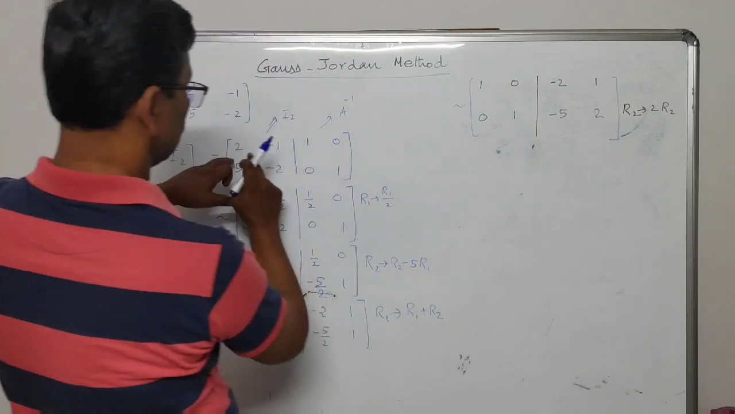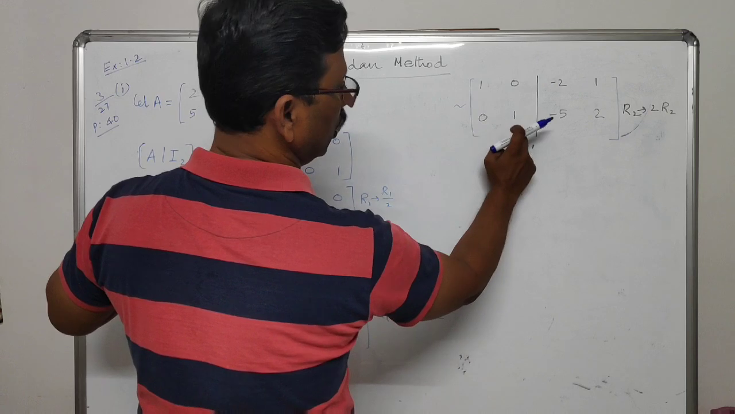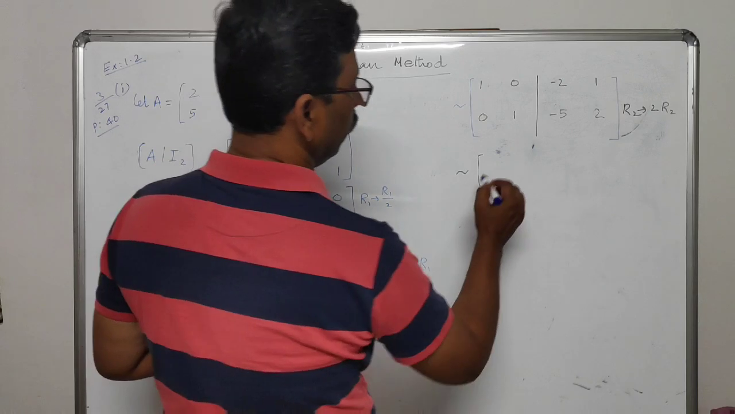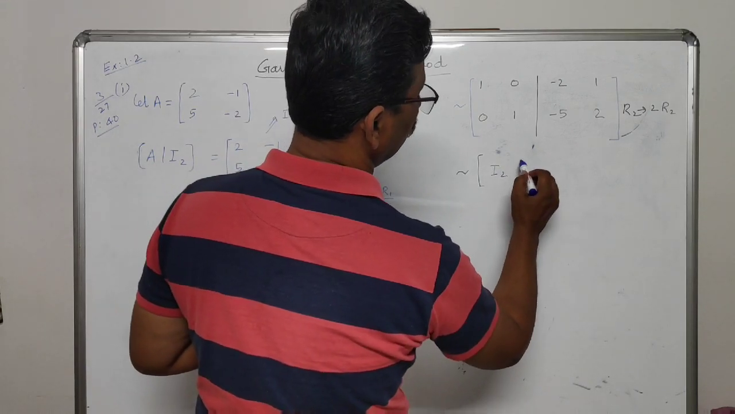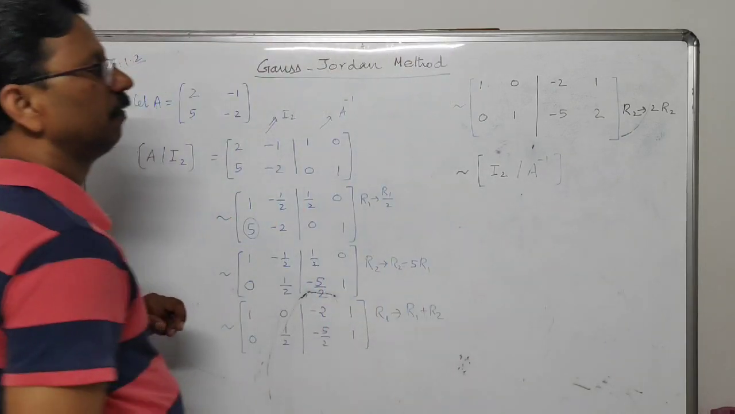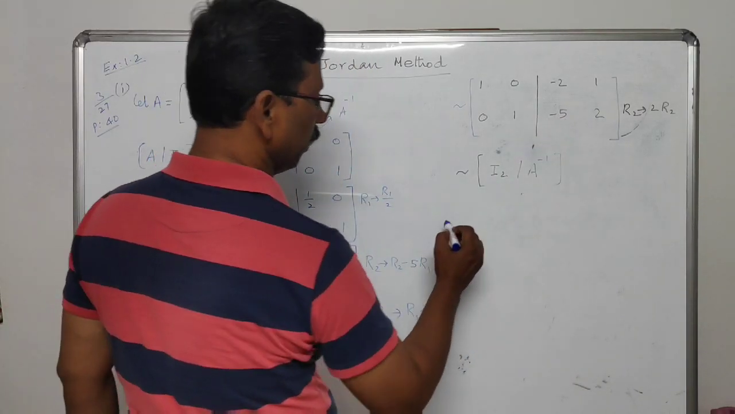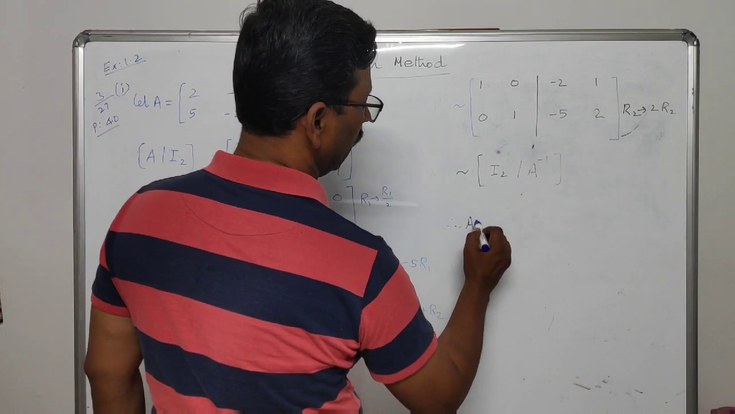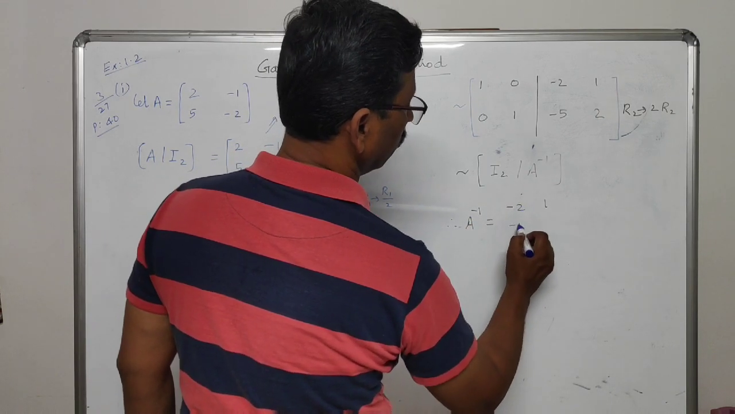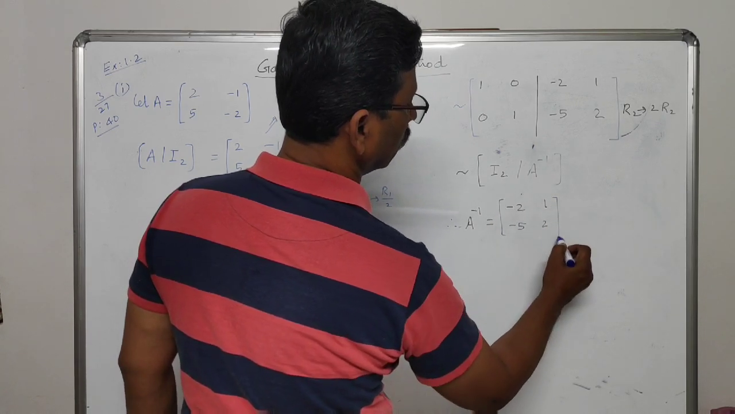Now listen, this first matrix 2, minus 1, 5, minus 2 becomes 1, 0, 0, 1. Therefore, by the Gauss Jordan method, we can write this as I2 augmented with A inverse. Therefore, this matrix can be called A inverse. Therefore, A inverse is equal to minus 2, 1, minus 5, 2. Now, this is called the inverse of A.